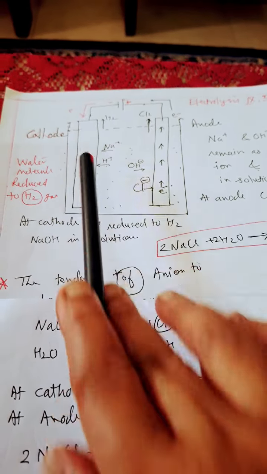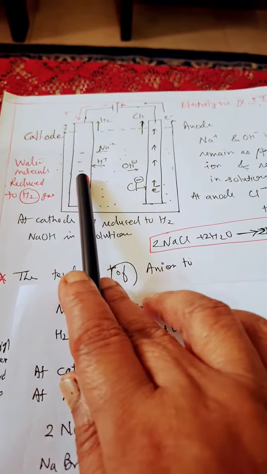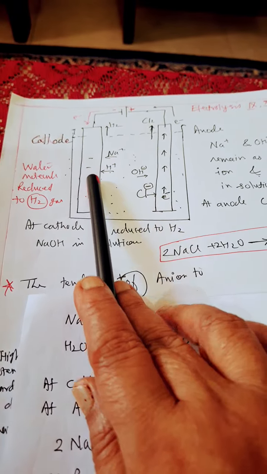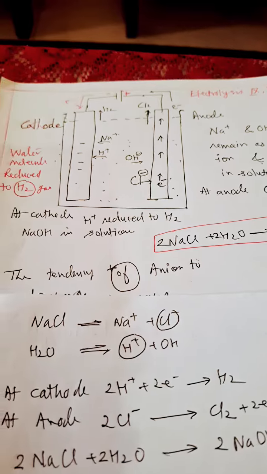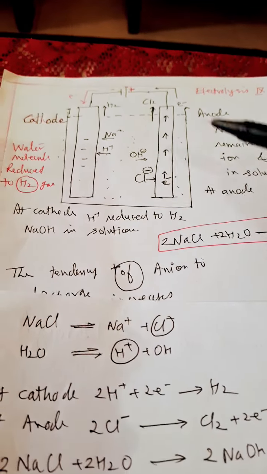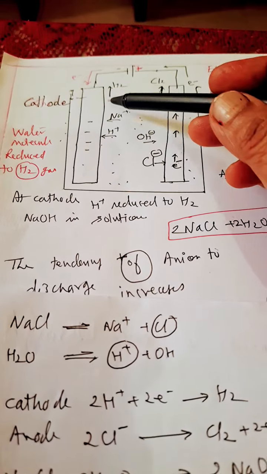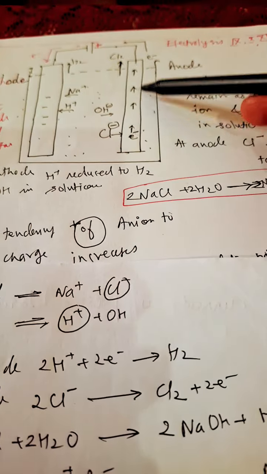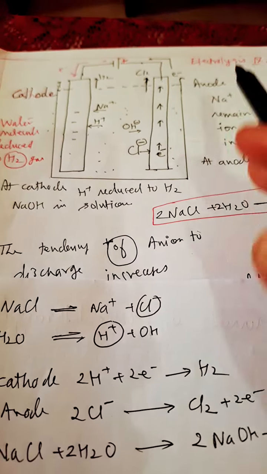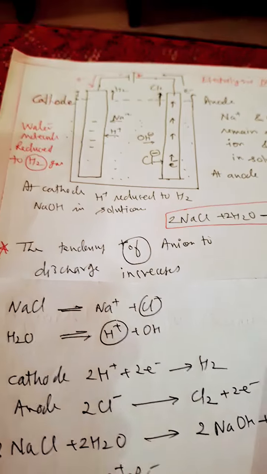This is called cathode. At cathode reduction takes place, and at that time H positive and Na positive will compete with each other. H positive has a high reduction potential, so H2 will be discharged over here. Hydrogen gas is released at cathode and chlorine gas is released at anode. This is for all of it.